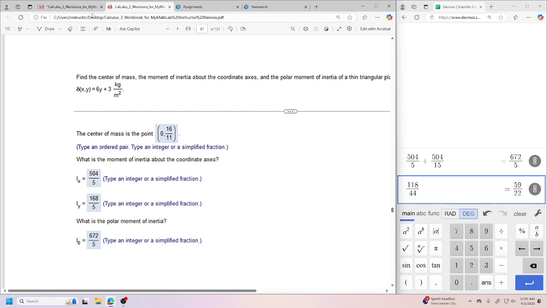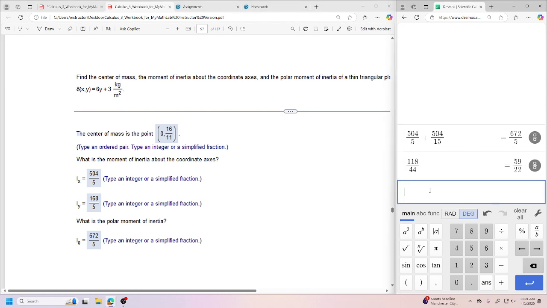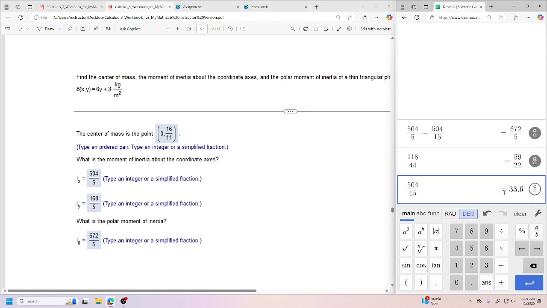Okay, are the other ones okay? Let me do that 15 one over there. So then I got this guy divided by 15. Okay, so these are all good. I still have this one wrong. And it's just slightly wrong.